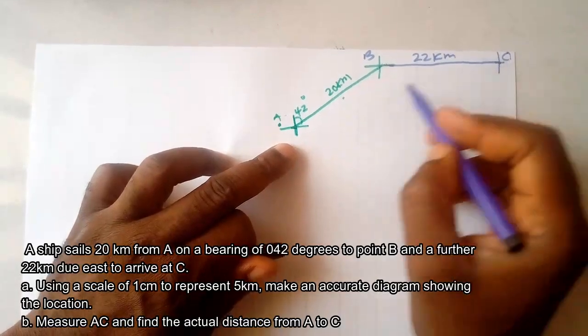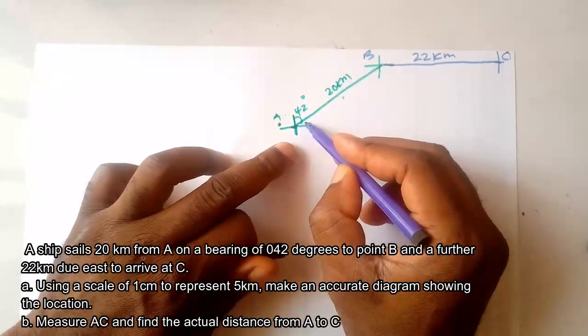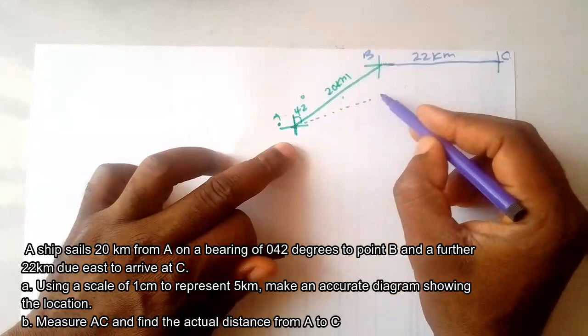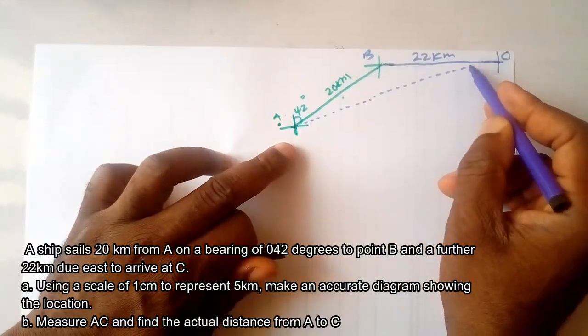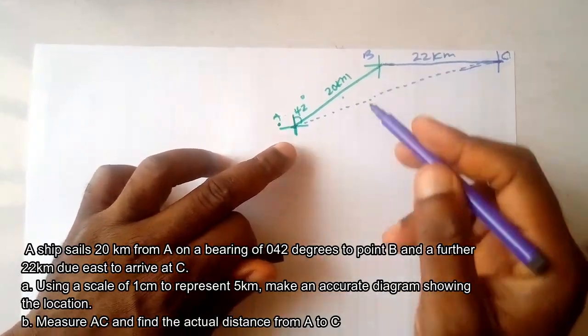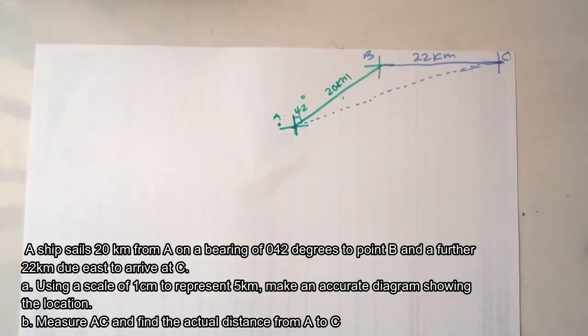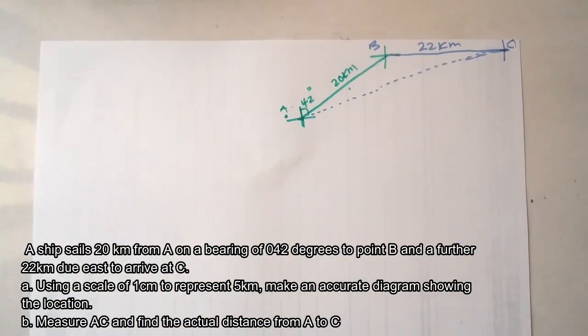Okay, so this is a rough sketch. Of course, we are going to join this. We always make it a triangle no matter what. Just make sure it makes a triangle. All right, then we are going to make use of our scale here.